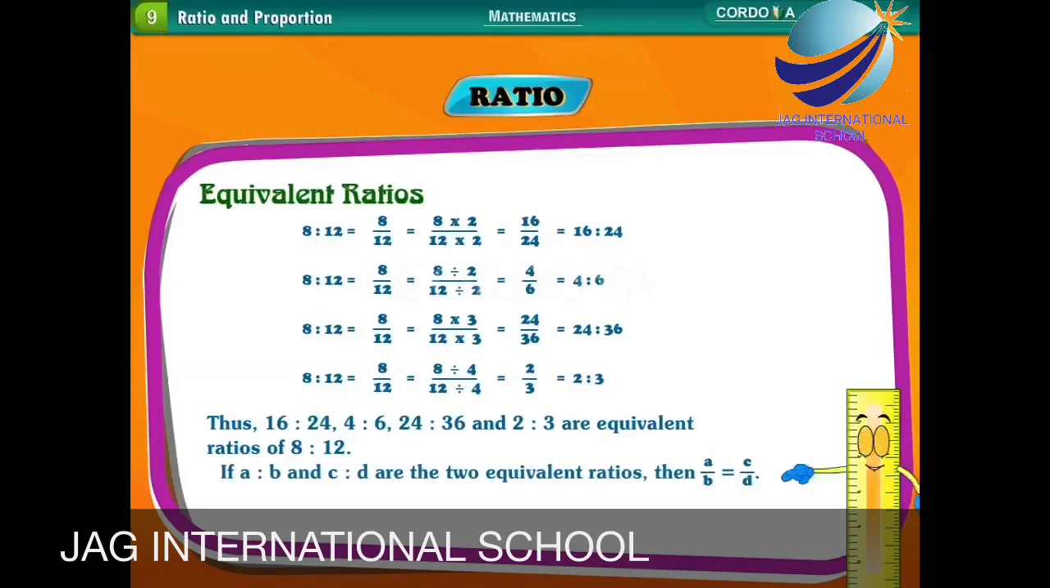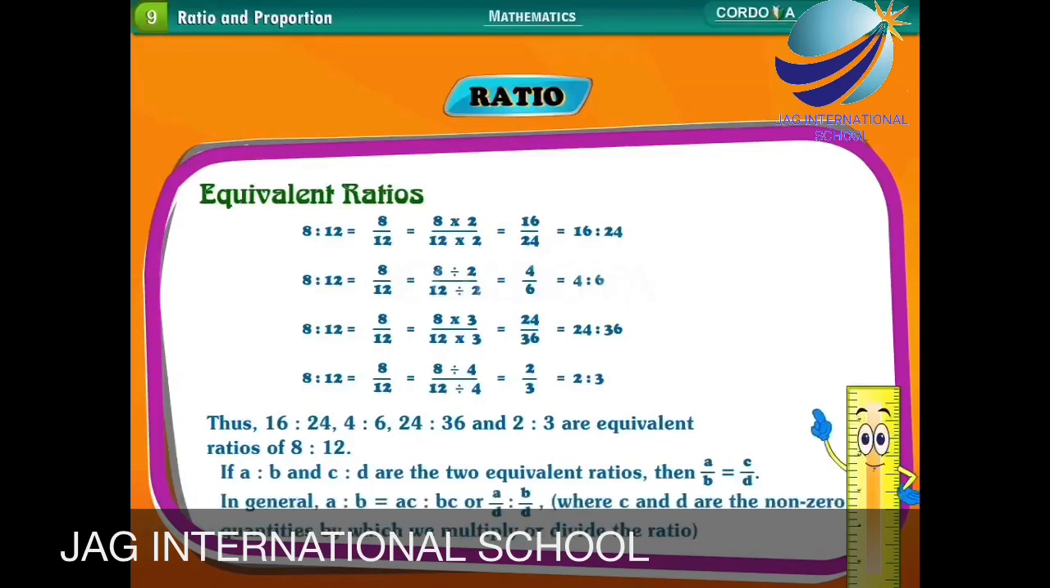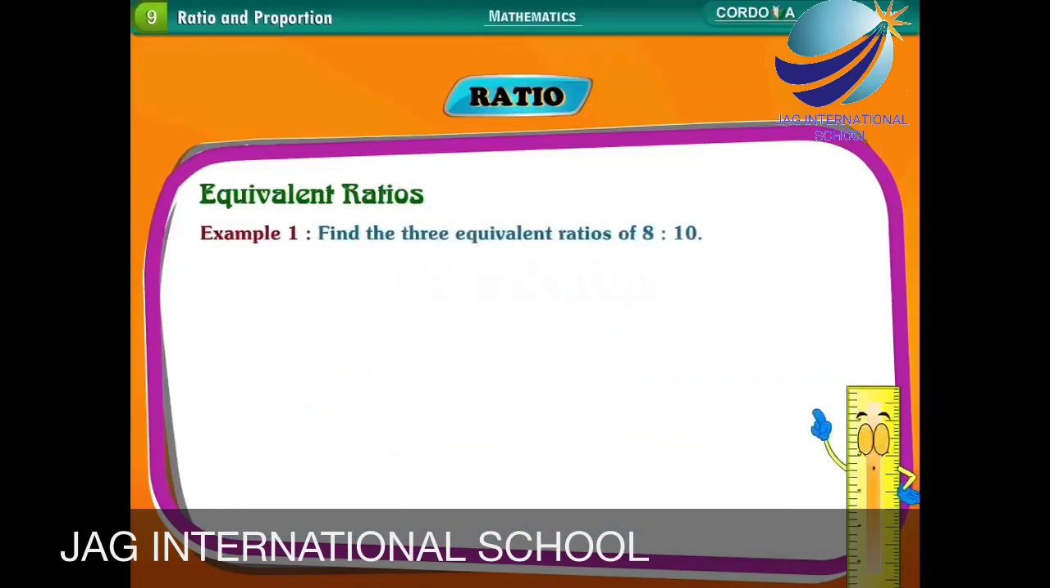If A:B and C:D are two equivalent ratios, then A upon B is equal to C upon D. In general, A:B is equal to AC:BC, or A upon B is equal to A divided by D upon B divided by D, where C and D are the non-zero quantities by which we multiply or divide the ratio.